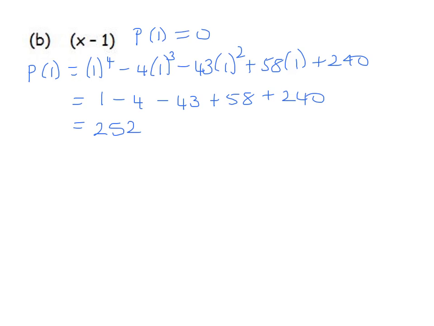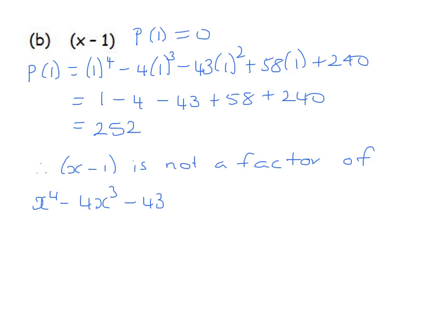We're not really interested in the magnitude of the number or whether it's positive or negative. If it's 0, we know it's a factor. In this case, it's not 0. So we would say, therefore, x minus 1 is not a factor of x to the power of 4 minus 4x cubed minus 43x squared plus 58x plus 240.